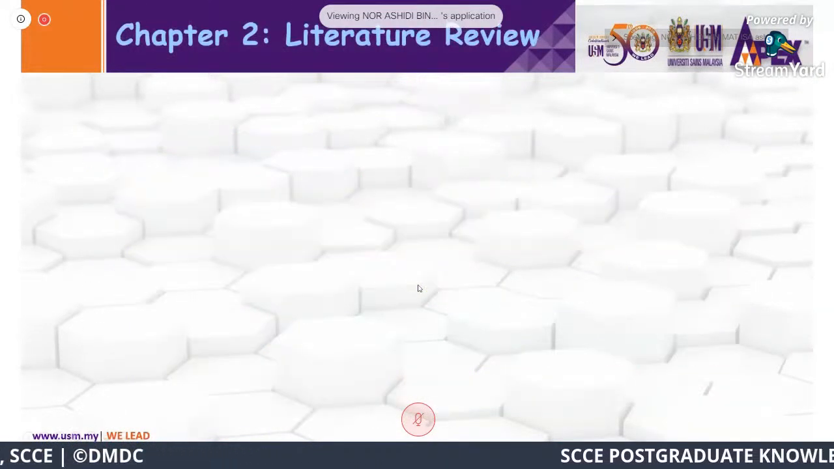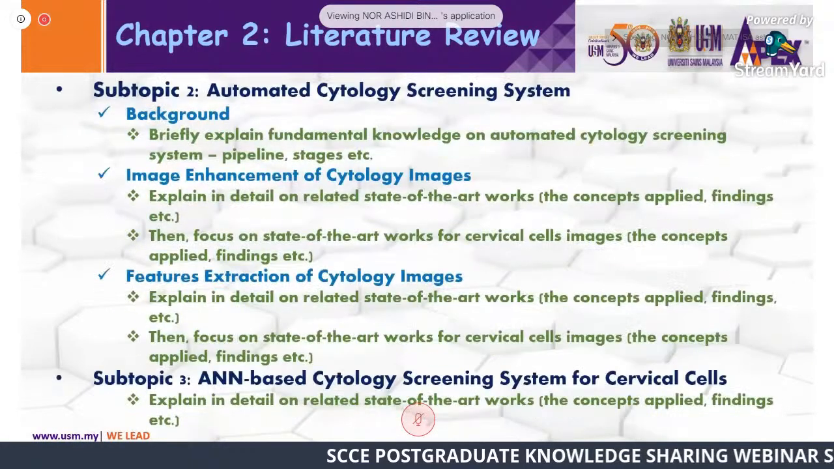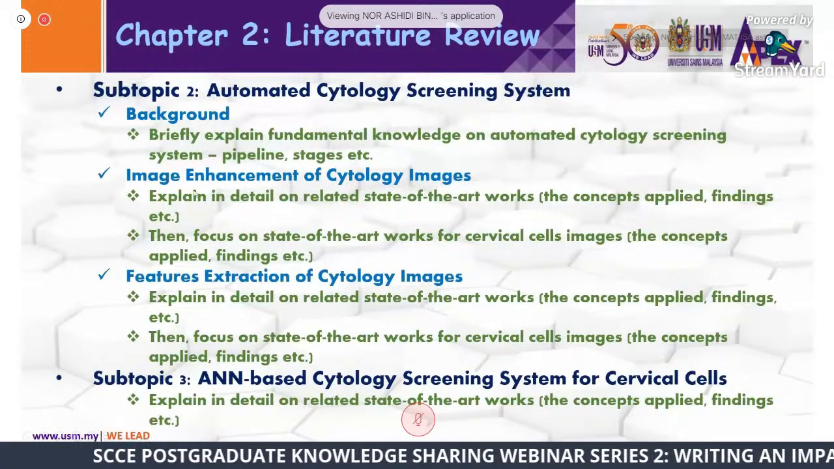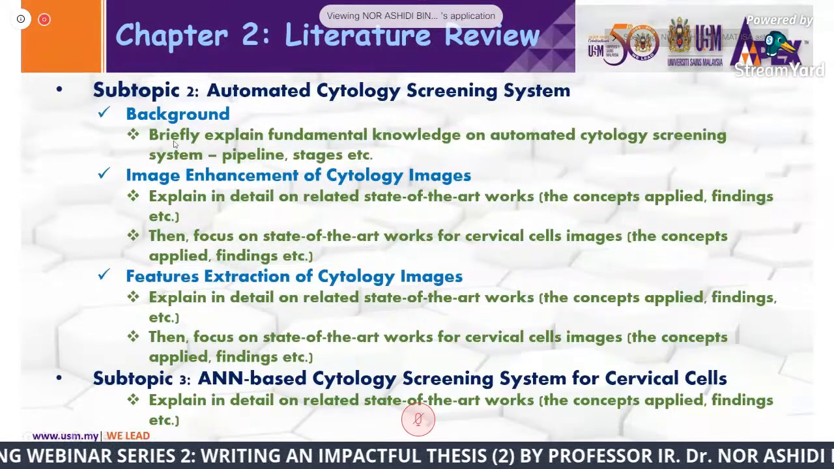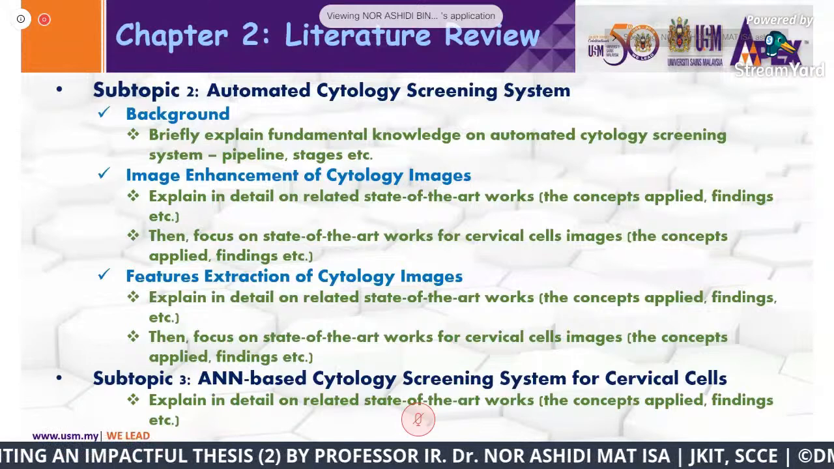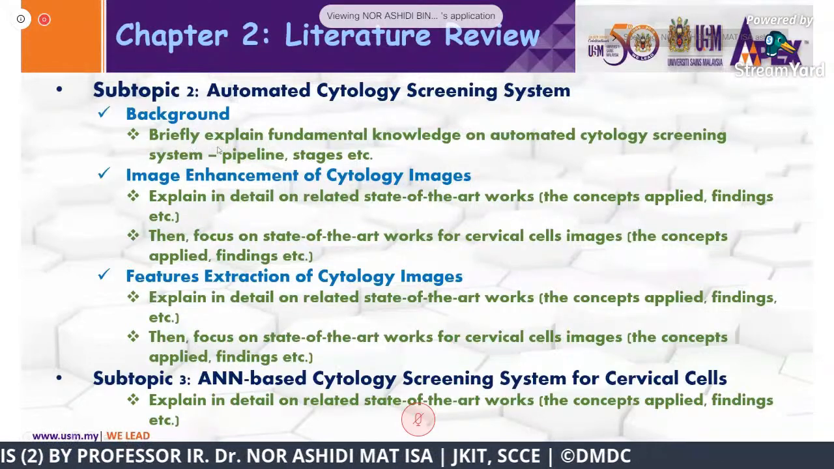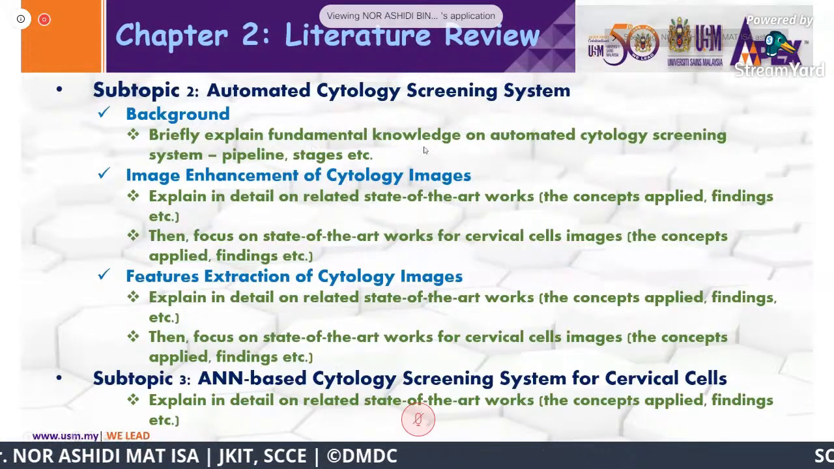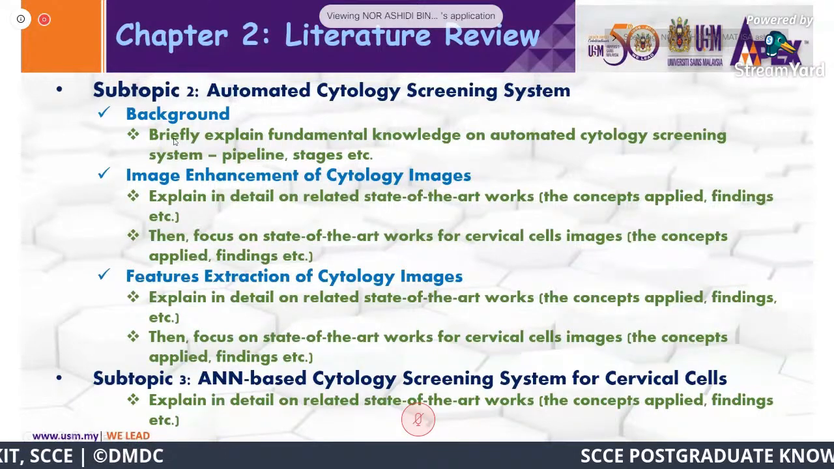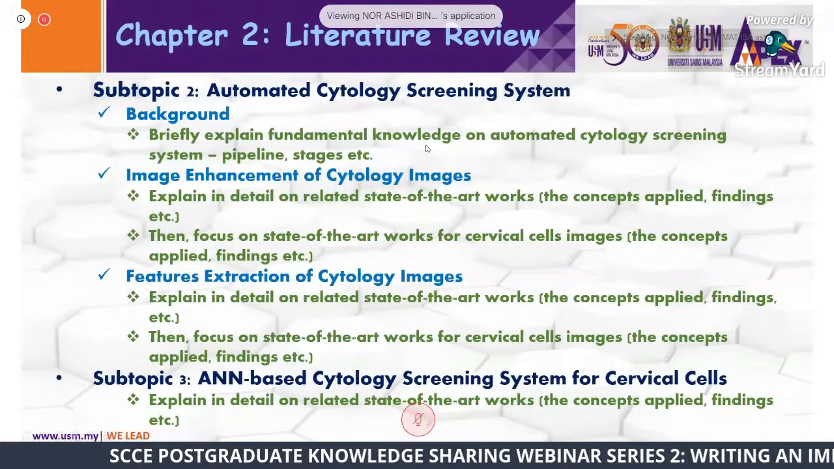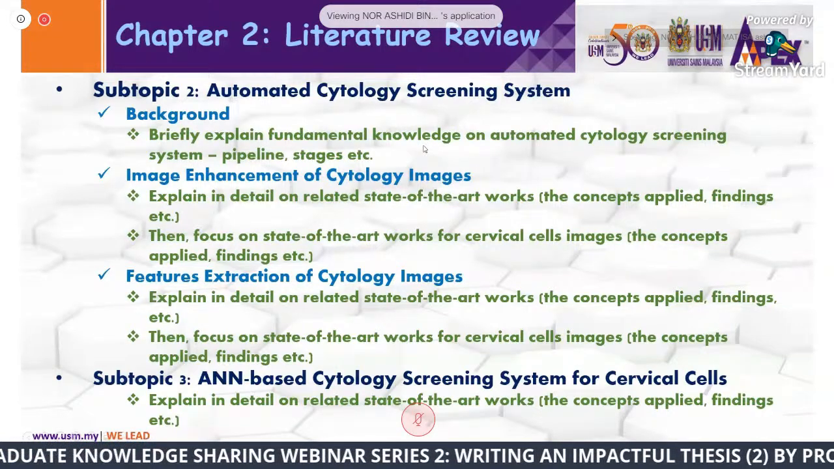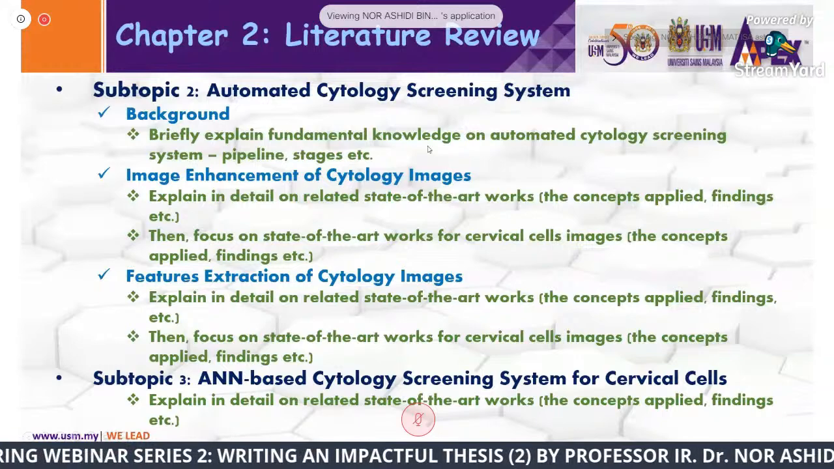Now, similar to subtopic number 2. The blue one, once again, is actually the identification, and the green one is actually the report. Okay, how do you report? You must report. Briefly explain fundamental knowledge. If you refer to fundamental knowledge, this must always be brief. Fundamental knowledge, as I mentioned, can be found anywhere. So do not just copy and paste into your thesis.